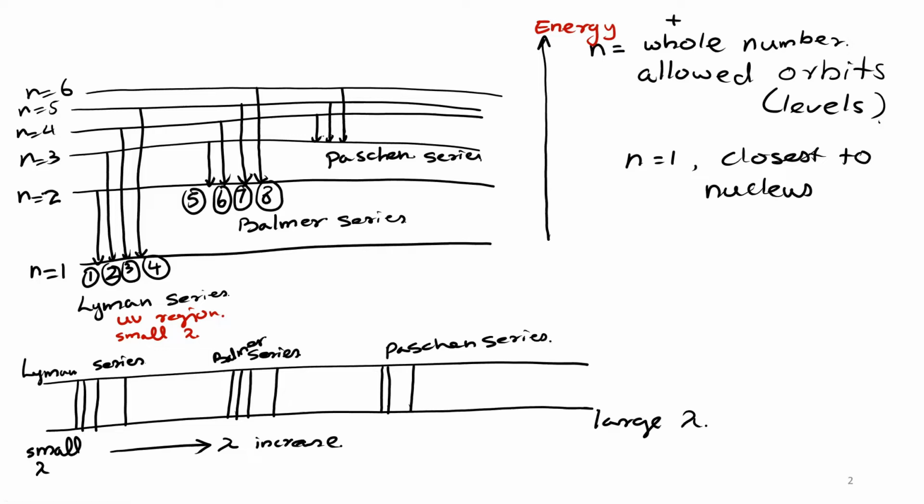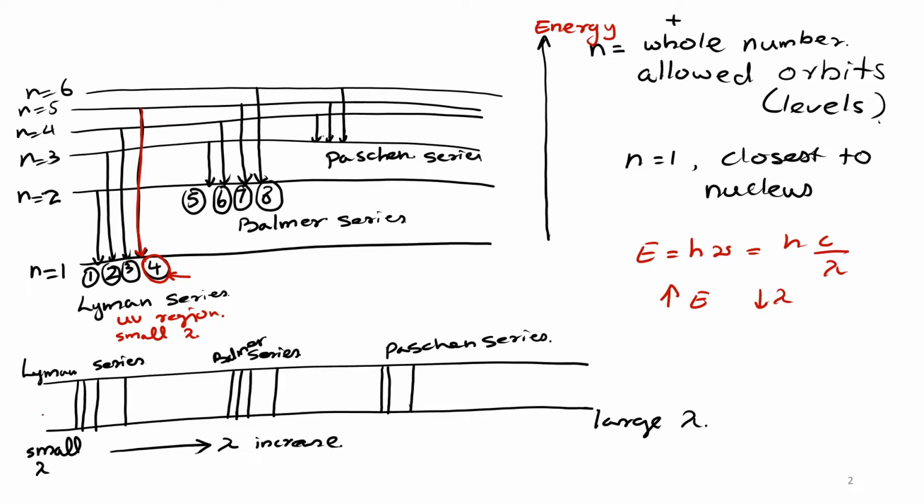And now relating the spectral lines from one to another. Within the Lyman series, spectral line number four has the highest energy difference, the highest energy transition. And then recall the relationship between energy, frequency, and wavelength. If you have a very high energy, that means you should have a smaller wavelength.